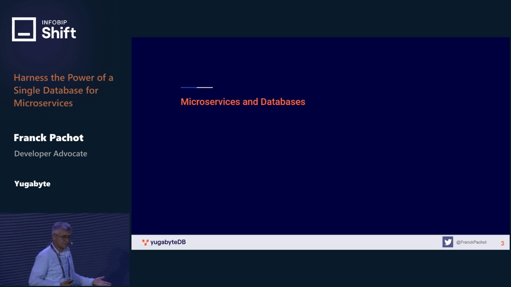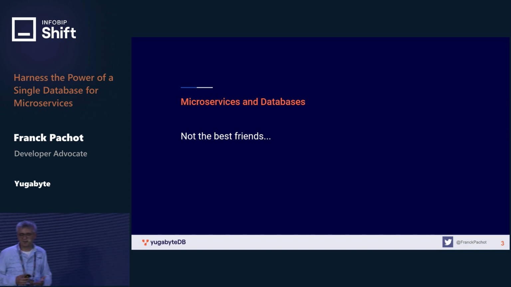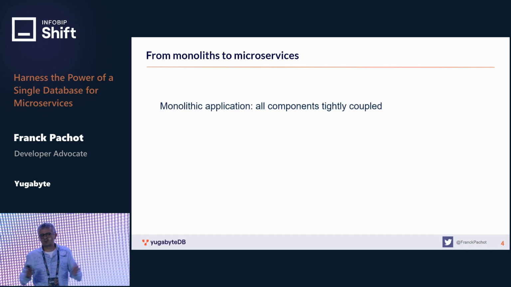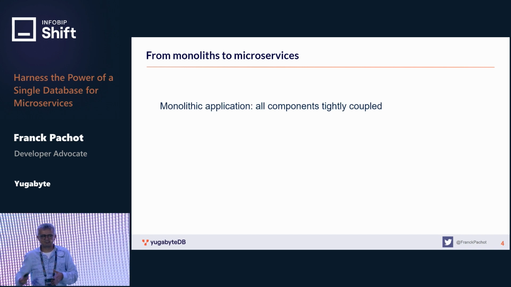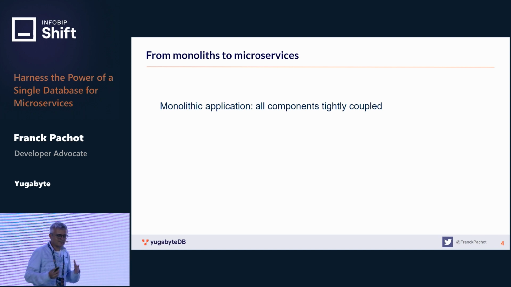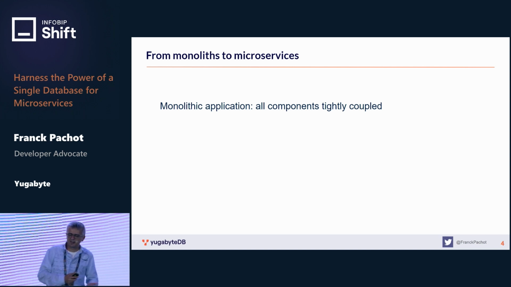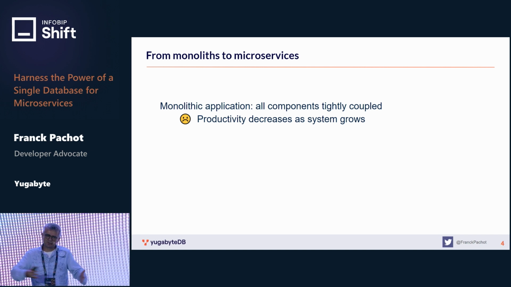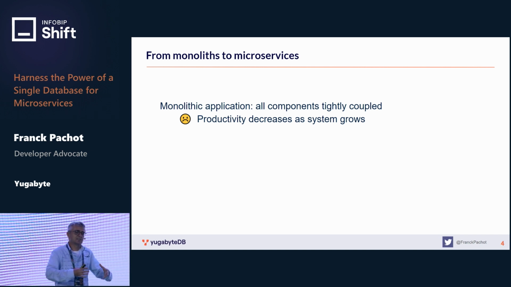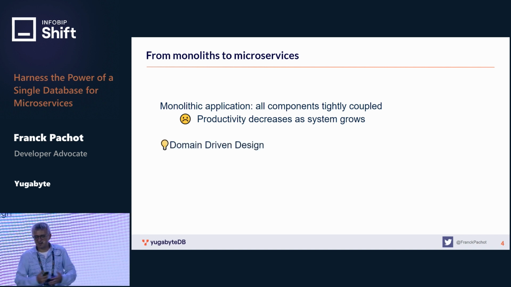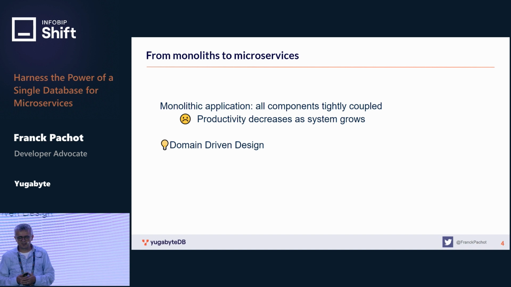Let's start. Microservices and database are usually not very good friends. Let's explain why. In many places, the database is always the problem because the database has a state. When it started with monolithic applications, all components were tightly coupled, which is good to start, but after some point, the system grows, and then the productivity is difficult to follow the growth.